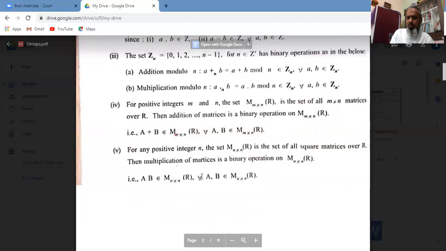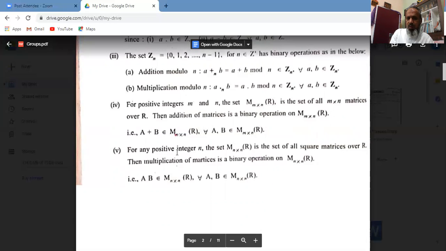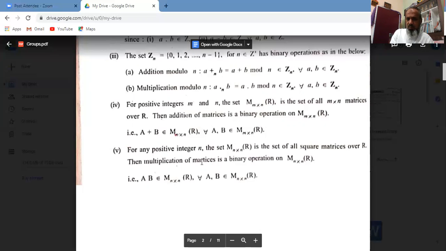So the product of two matrices is again in the set M n by n (R). This is a set of matrices whose rows and columns are equal, so this is called a square matrix. For any positive integer n, the set of n by n order matrices with entries from the real numbers is the set of all square matrices over the set of real numbers.